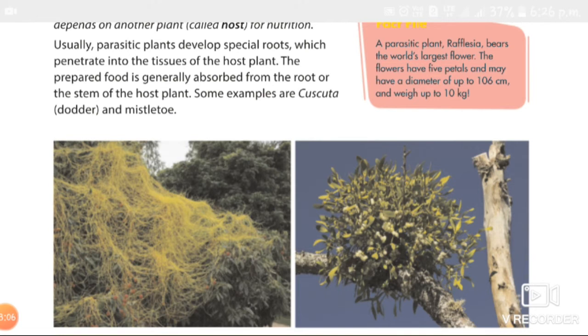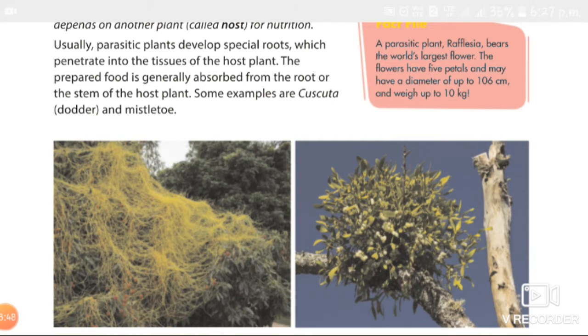And the second picture is mistletoe. This mistletoe, see, it has green leaves. So it can make food by the process of photosynthesis, but it cannot get water, because it depends on another plant. Understand that? So this plant absorbs water and nutrients from another plant. So mistletoe is called a partial parasitic plant.